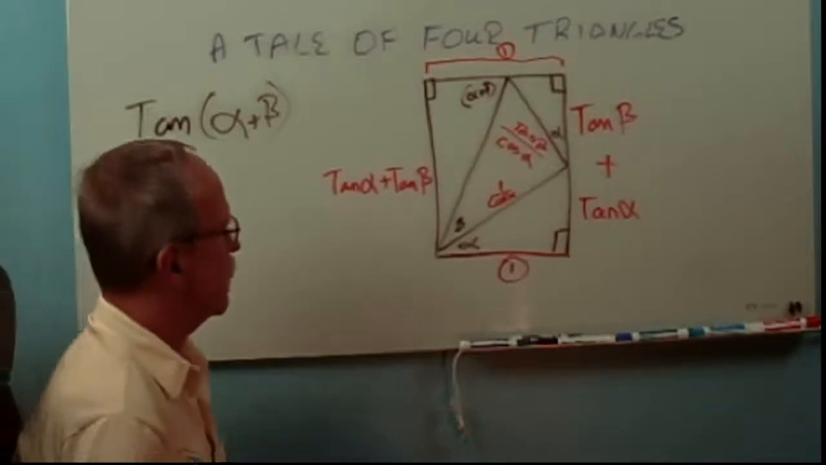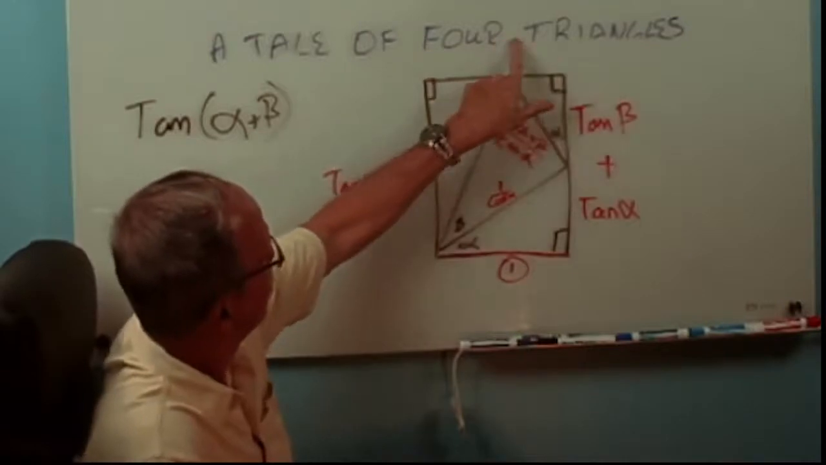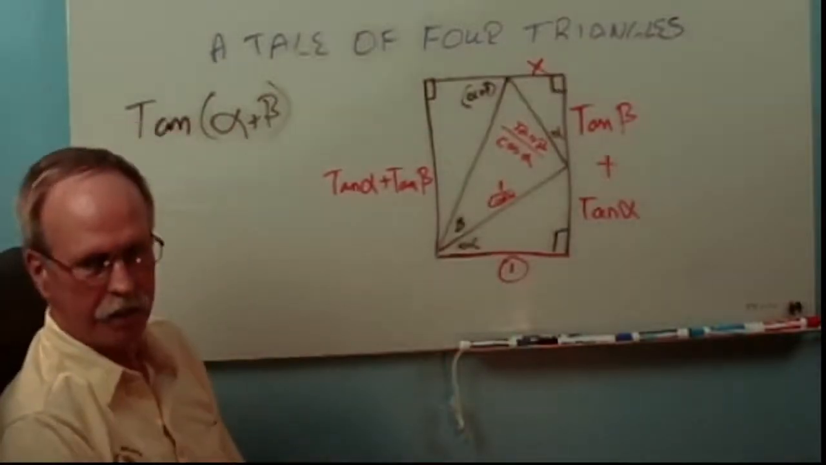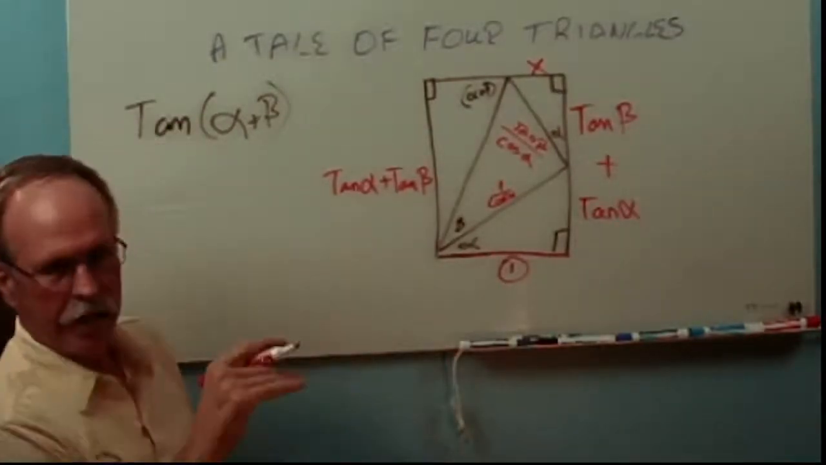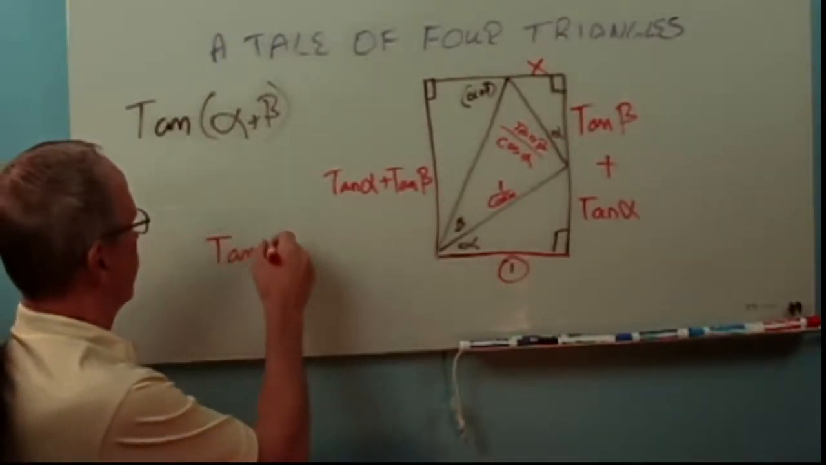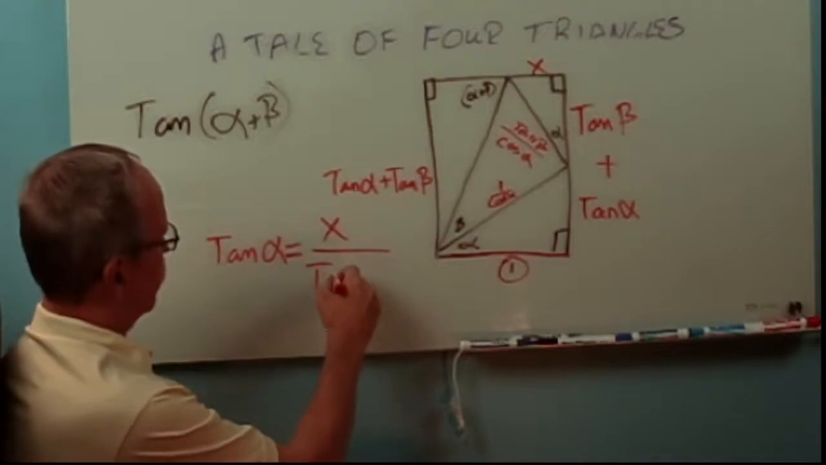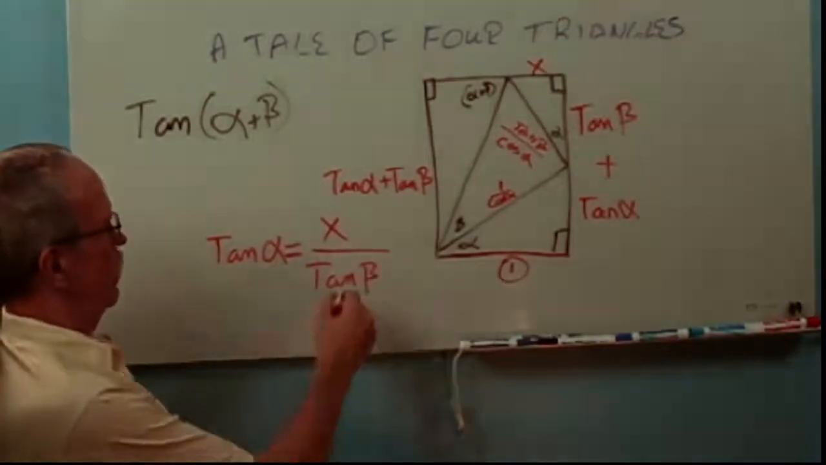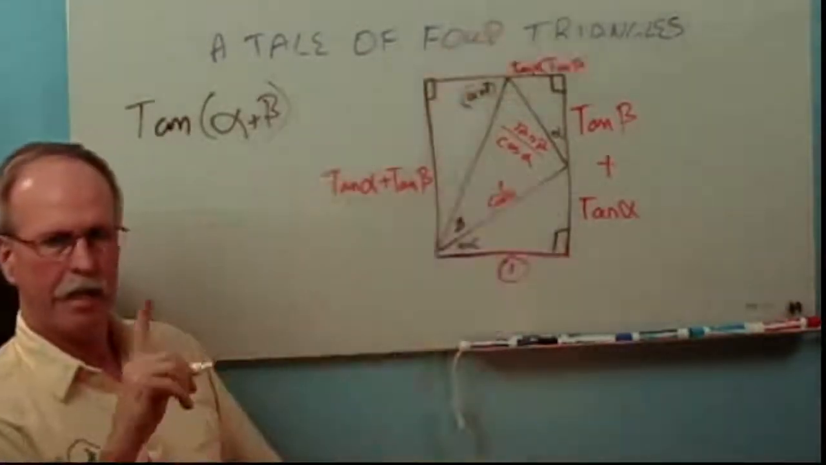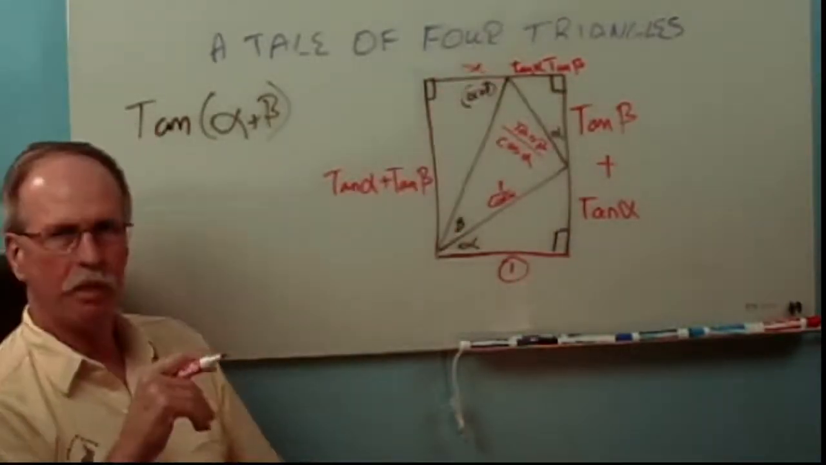Now, let's have a look at these guys up here. Let's get rid of this. What is that right there? Let's go see what we have. Once again, we want to use tangents if we can. So tangent alpha will equal x over tangent beta. We move this over here. So let's go ahead and put that up there. Now we have one more side to solve. That one right there. What does x equal?